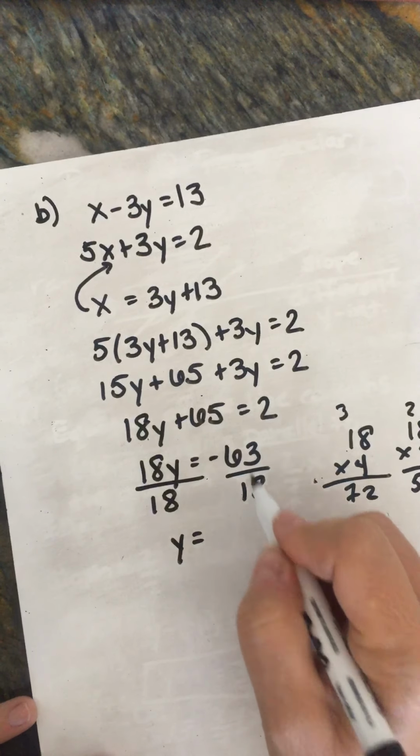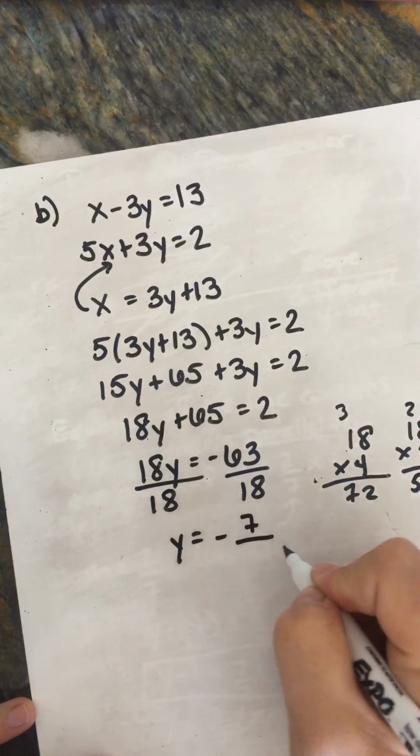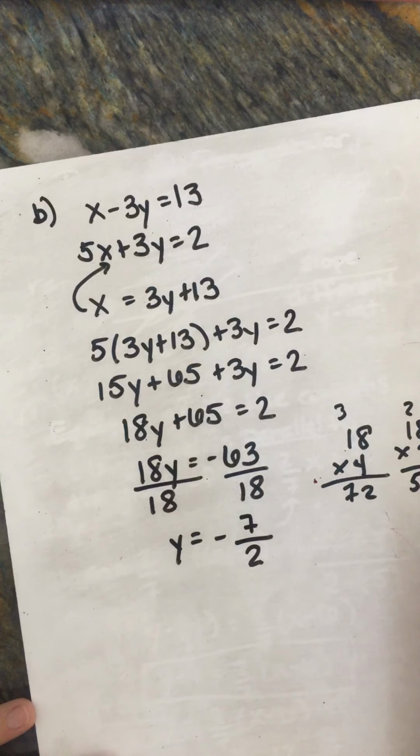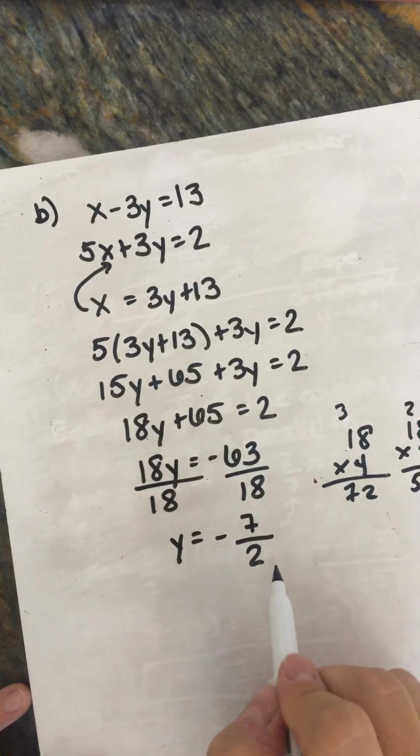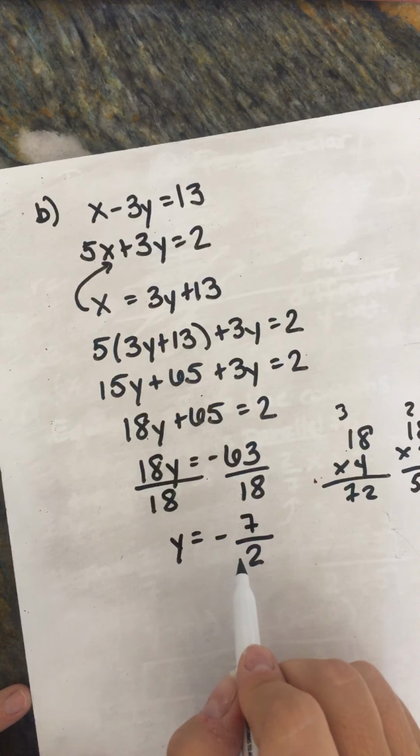Okay, so we know that 9 goes into both of these. So this will be negative 7 over 2. Oh well, gotta live with it. Okay, so y equals negative 7 over 2.